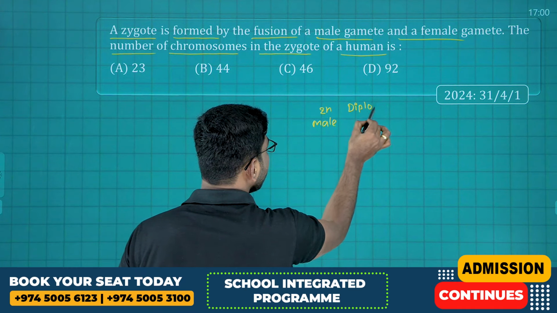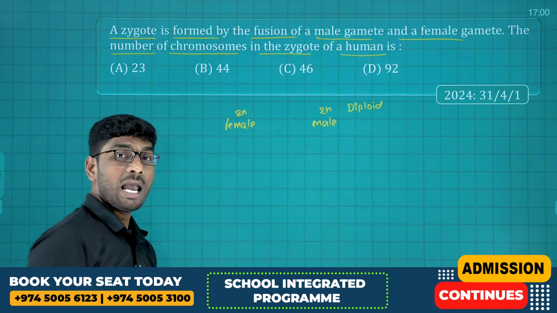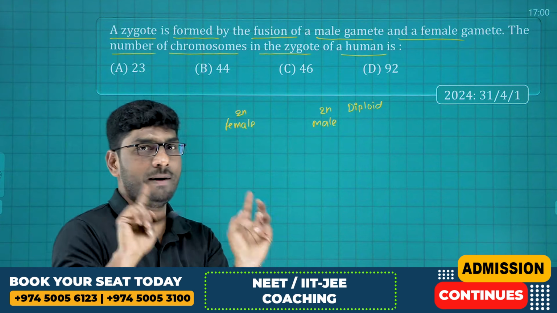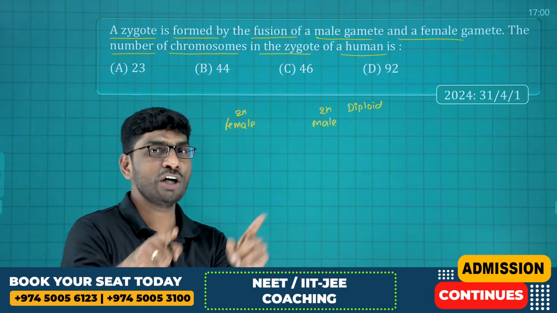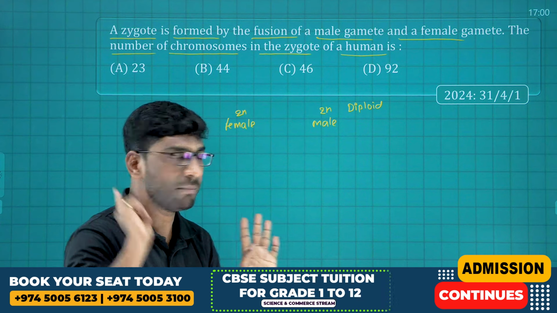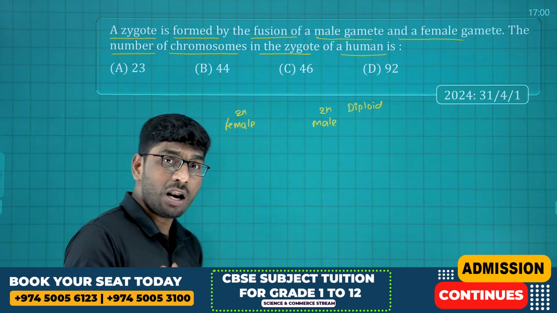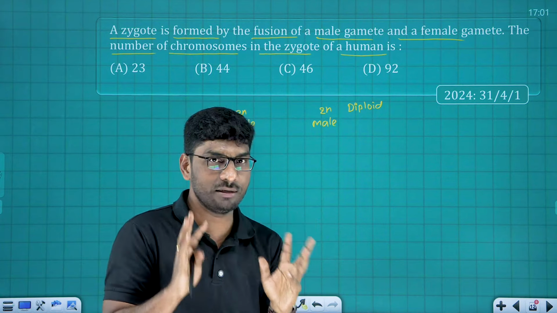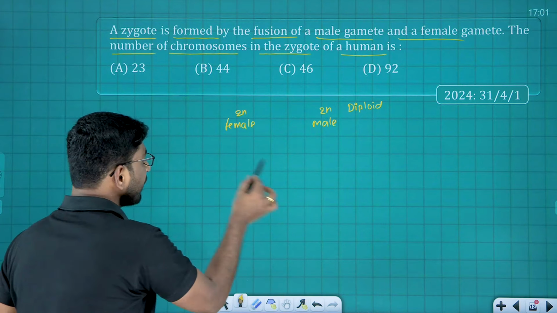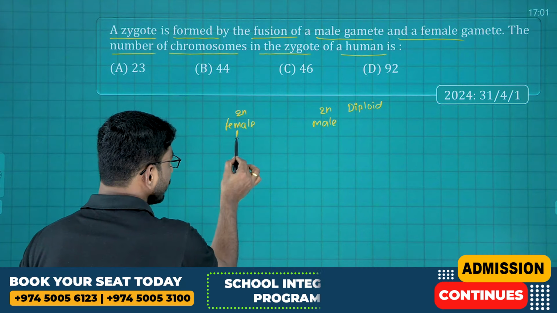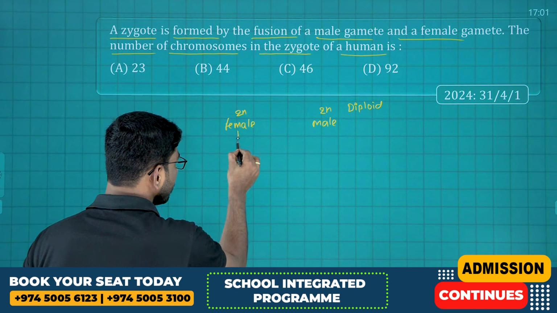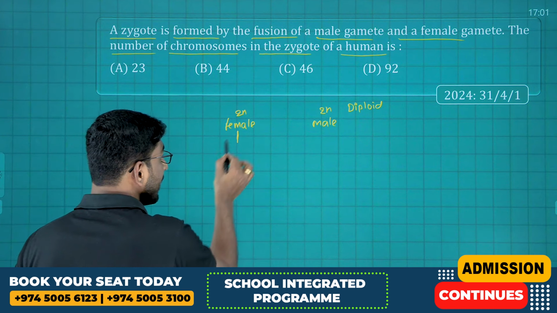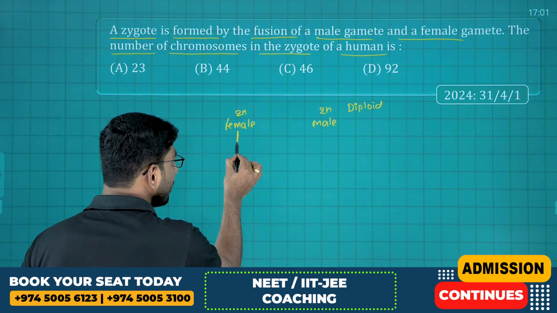It is called diploid. Remember, n is called haploid. n is haploid, 2n is diploid. Now, we all are in the form of a diploid. Human beings are diploid. Now, when a female undergoes gametogenesis, that means gamete formation, the number of chromosomes will be half.